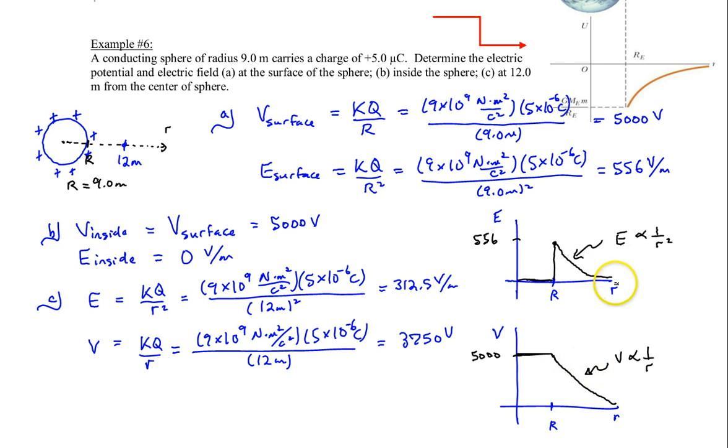You should know these two graphs for an electrical conductor, so don't forget to know these, and notice that again the equipotential is constant inside the sphere, whereas the electric field is 0 inside that sphere. Okay, and that's it for example number 6.